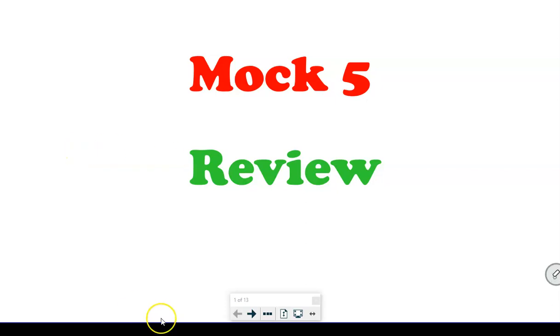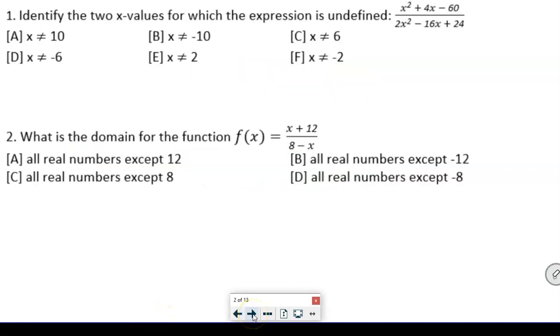So in this video, we're going over the review for the Mach 5. So the first question says identify the two values for which the expression is undefined. And to do that, we are going to set the denominator. We're going to factor the denominator and then set those factors equal to 0.